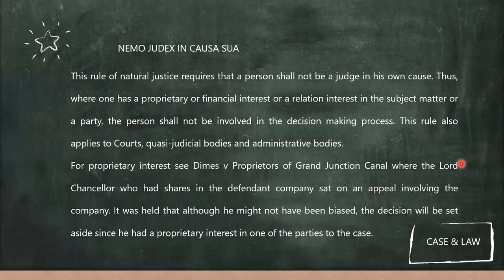Good. So the very first bit that we are talking about is the Nemo Judex in causa sua. Now, this rule of natural justice requires that a person shall not be a judge in his own cause. Meaning that where you have a proprietary interest, or a financial interest, or a relational interest in a subject matter, you should not be involved in the decision making. So if you are sitting on a board that is investigating a contract, where the company being investigated is your company, or you have shares in that company, we are saying that you should recuse yourself. Don't sit on that particular matter, because the probability that you'll be biased is high.